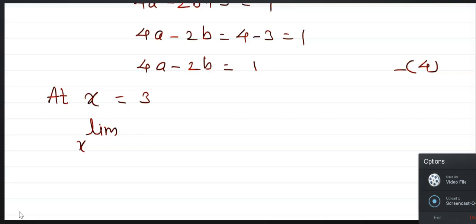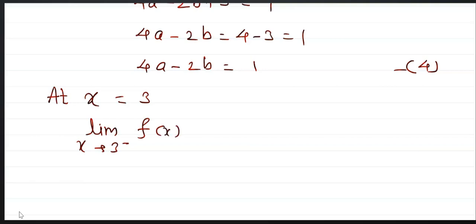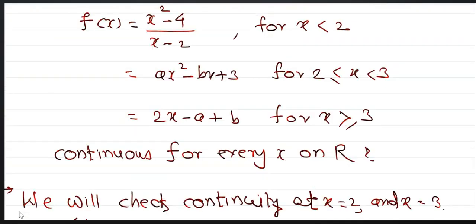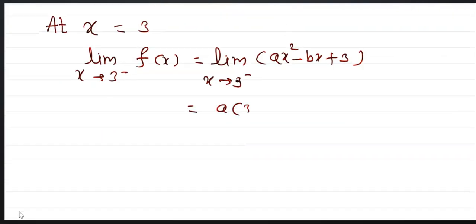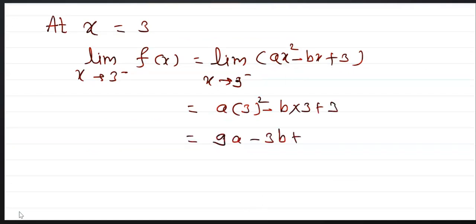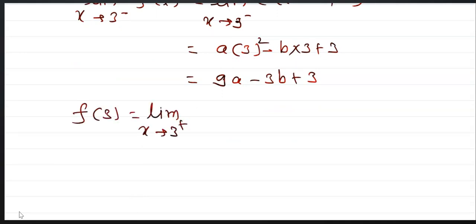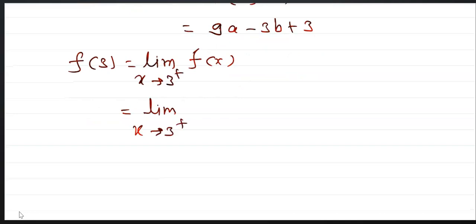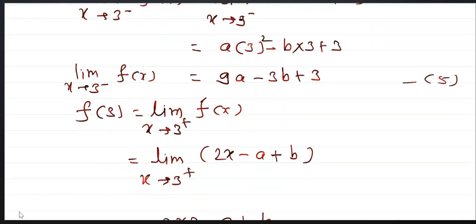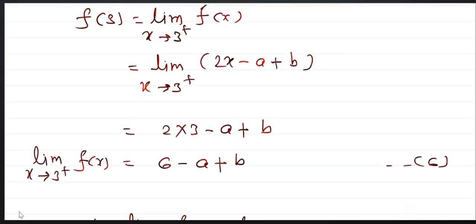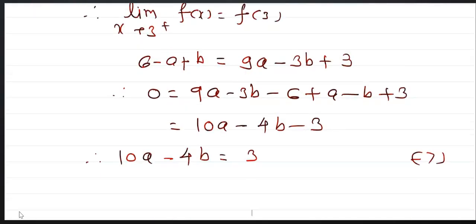In this case, here also we find the left hand side limit, right hand side limit and the value of the function. Now see this here. Left hand side limit is equal to ax square minus bx plus 3. Substitute x is equal to 3 and we get 9a minus 3b plus 3. That is the value of the function. Right hand side limit, what is the function that we will substitute? The example is very big, that's why I want to change the screen continuously.